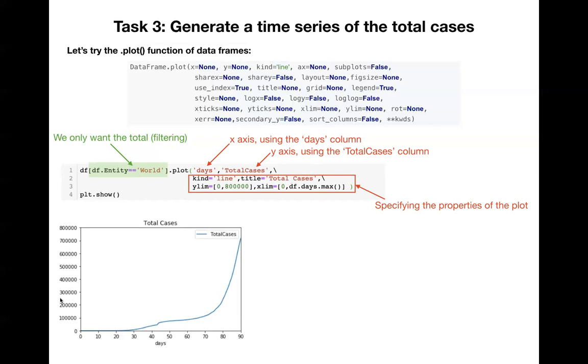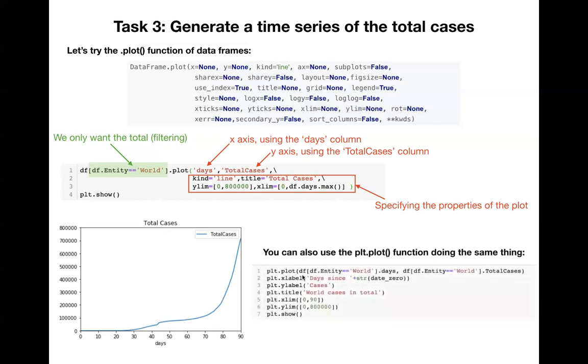So this is days, and that's the cases, and the title is total cases, and you can see it's growing really fast, almost like exponentially. But I would say it's probably more linear at this moment, right? You can also do the same thing using plt.plot, which is something we're familiar with. So you do plt.plot of df where df.entity equals World, days, and the same thing for total cases, and then you set the title, x label, and limit, and show. You get the same plot here. So that's just another way of plotting the data columns in the data frame, using the dataframe.plot function.